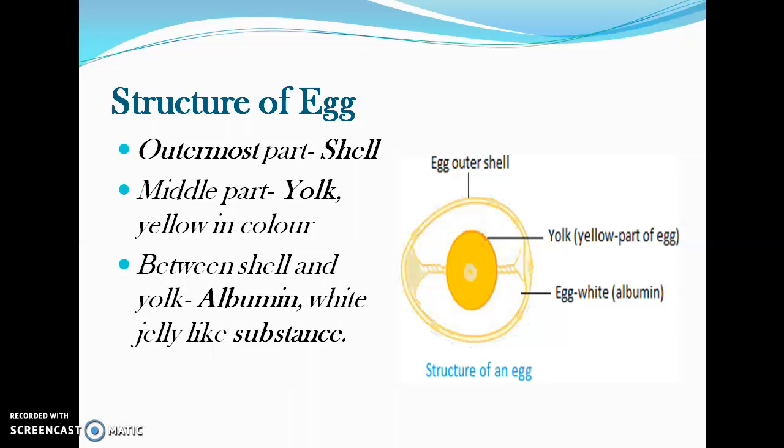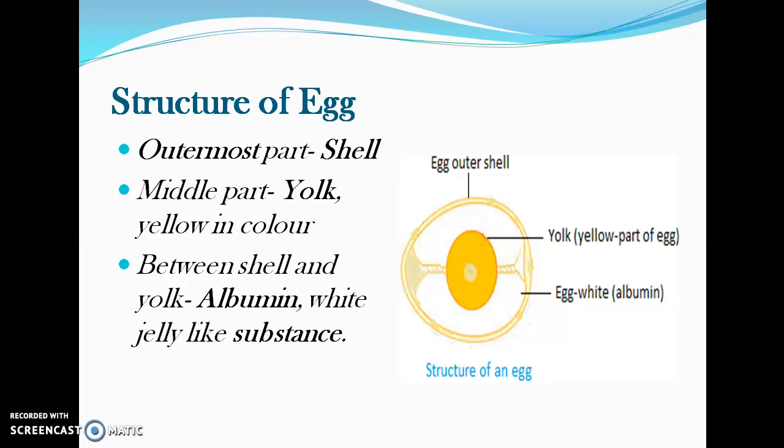Okay, now the structure of egg. The structure of egg is, you can see here in the image, outer covering is there, middle part is there, and between the middle part and outermost shell there is egg white. So now see, outermost part is called shell. Outermost मतलब सबसे बाहर का उसको बोलते हैं shell. Middle part is yolk, ये yellow color का होता है, and between shell and yolk albumin is there. It is a white jelly like substance.